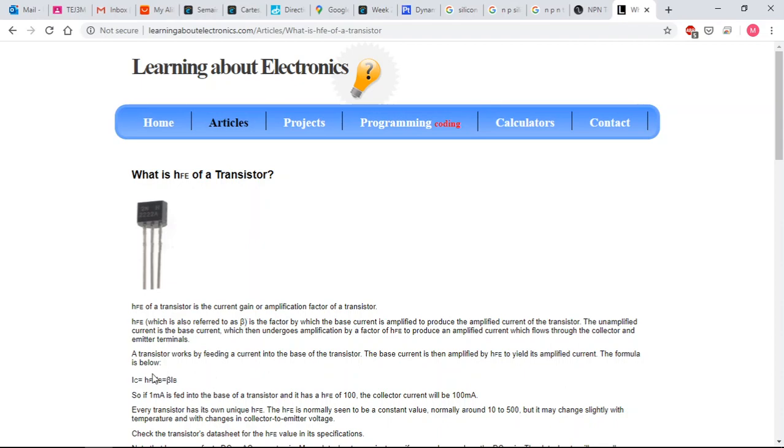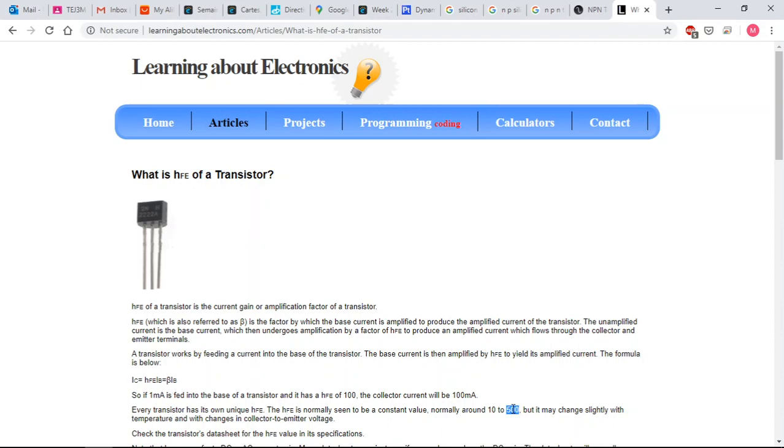Essentially, the beta, the HFE, for each transistor changes. This is what a transistor looks like. This is a baby transistor. There's bigger transistors. Typical values are around 100. It's a range. As they say here, it can go from as low as 10 to 500. Typical values that I've seen are around 200, 100. And that value of HFE, beta, the gain, those are the same things.